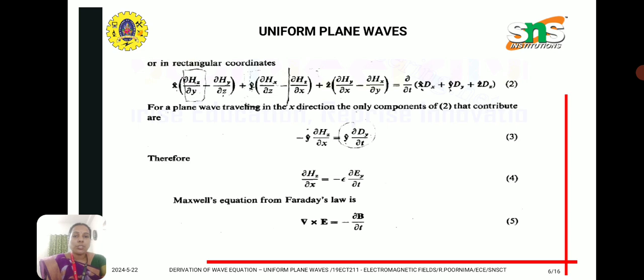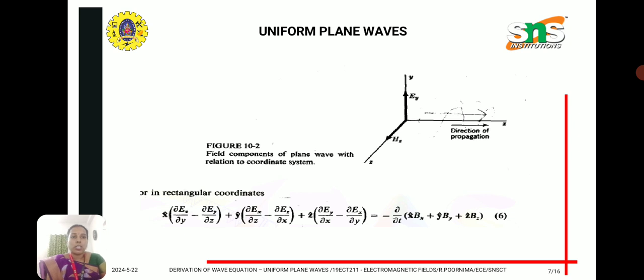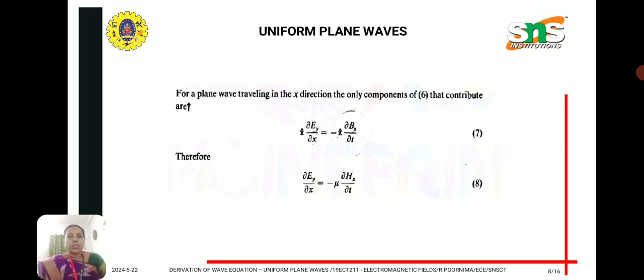Maxwell's equation from Faraday's law is ∇ × E = -∂B/∂t. From this we can expand in rectangular coordinates. In this diagram we can see the wave travels in the x direction, the H component is in the z direction and the electric field is the y component. So these are the field components of a plane wave. For a plane wave traveling in the x direction, the only component that contributes is ∂Ey/∂x = -∂Bz/∂t.